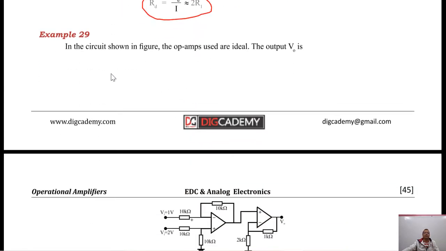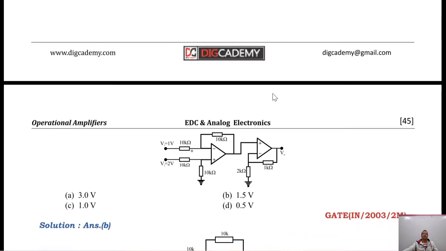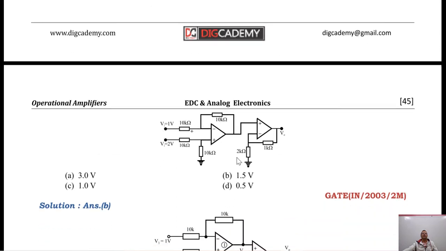Now let us see the next example. In the circuit shown in the figure, the op-amps used are ideal. The output voltage of the circuit is. Now please see this circuit carefully. You have to find the output voltage of this circuit. So this is basically the cascade connection of two circuits of op-amps. See carefully this circuit. This second part, that is output stage, is nothing but non-inverting configuration. Fine. And this input part is nothing but a differential configuration or difference amplifier.